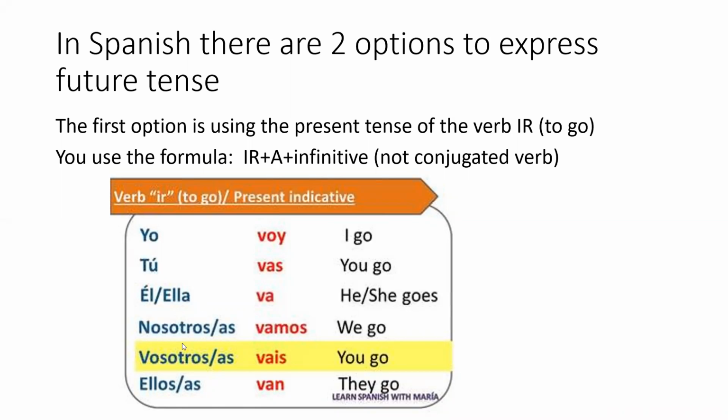So here's a little look at the verb ir in the present tense. Voy, vas, va, vamos, van. So if I want to say, I am going to eat, I would say, voy a comer.